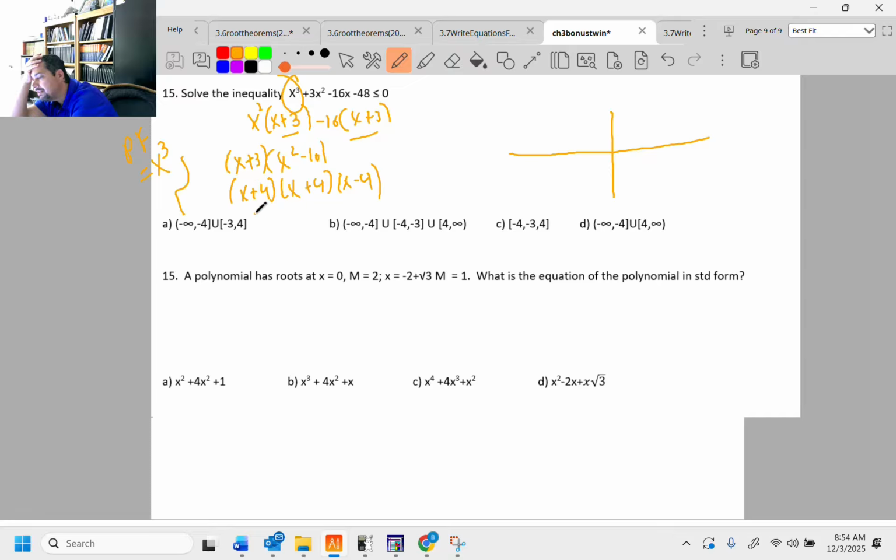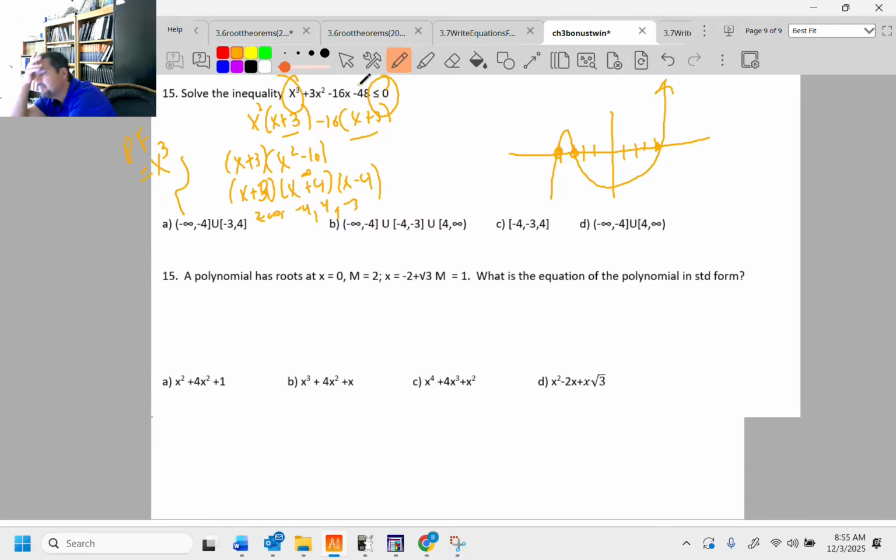Let's see, my zeros are -4 and +4, and then -3. 1, 2, 3, 4. 1, 2, 3, 4. And then -3 would be about right there. And I have to start low and end high.